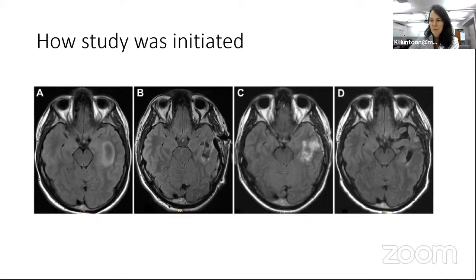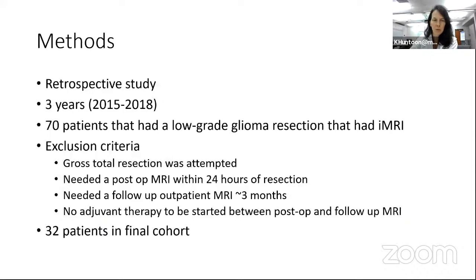To ensure this wasn't an anecdotal thing, we discussed looking at this with multiple patients. So it was a retrospective study over the course of 3 years, since 2015, which was when we had our 3 Tesla intraoperative MRI put in place at OSU. There were 70 patients who had a low-grade glioma resection during that time period. To ensure we were comparing apples to apples, we wanted all the patients to be undergoing a gross total resection, or at least that was what was attempted.